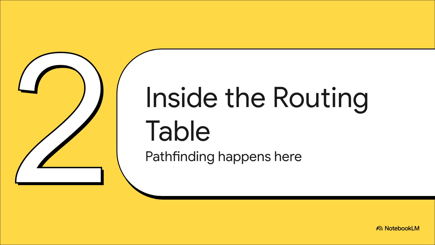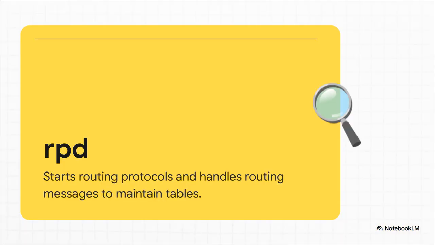Let's move on to part two, inside the routing table. So let's look at the routing engine's primary workspace where all that pathfinding actually happens. The RPD, or routing protocol process we just mentioned, is really the beating heart of Junos routing. It starts all your configured protocols, OSPF, ISIS, BGP, you name it, and builds a master collection of every route learned from your neighbors. If you're ever troubleshooting a missing route, this process is exactly what you'll be interacting with.